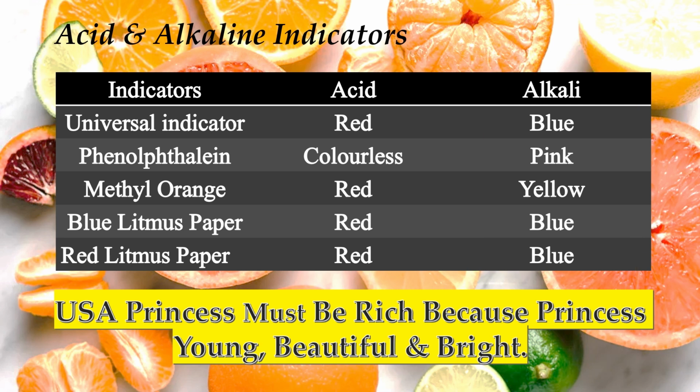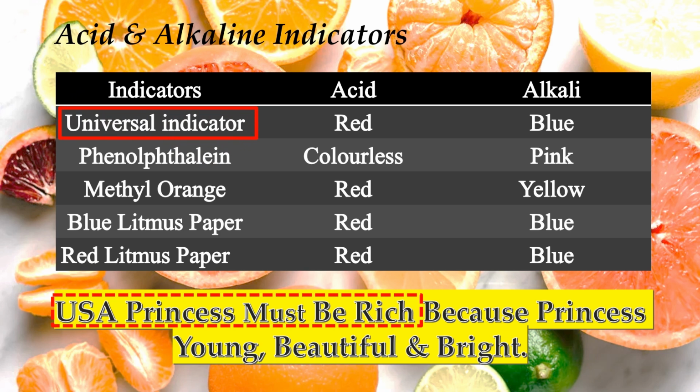So, how to use this sentence to memorize the color change for alkaline substances? Well, first, let's have a look at the first part of the sentence. USA princess must be rich. The U in USA refers to the universal indicator, the P in princess refers to the phenolphthalein, the M in must refers to the methyl orange, the B in be refers to the blue litmus paper, and the R in rich refers to the red litmus paper.